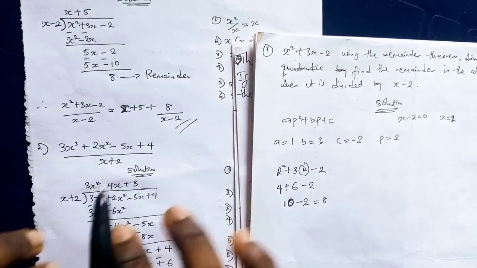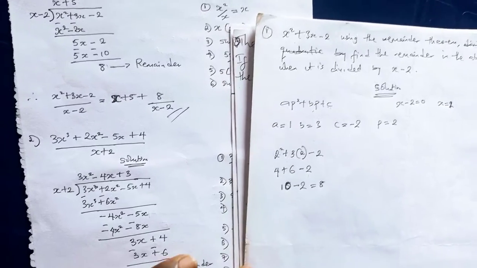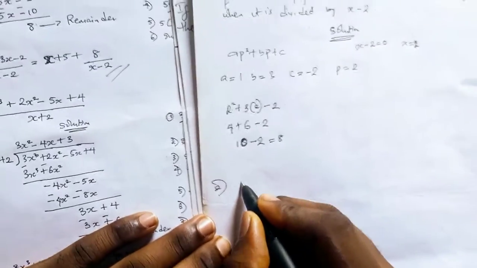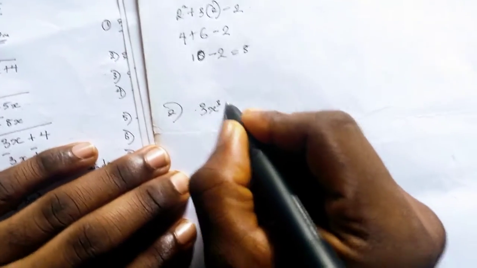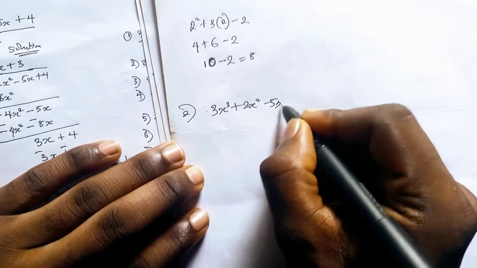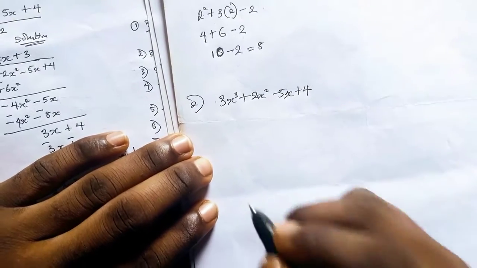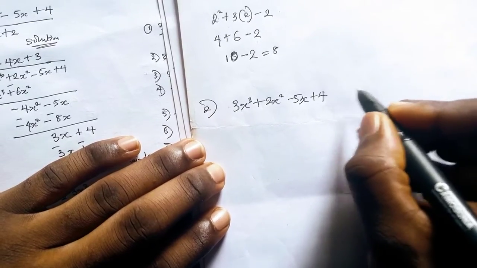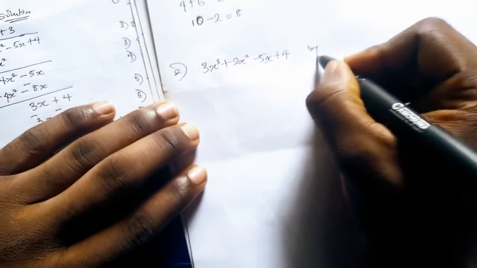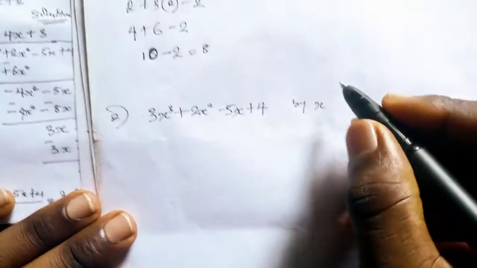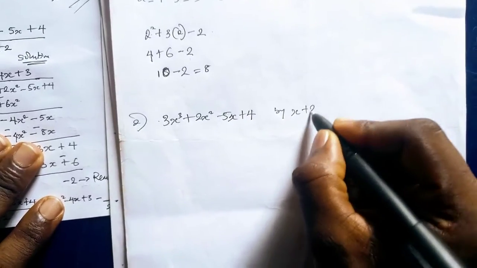Now, what about the cubic? For the cubic, number 2, we have a cubic 3x cubed plus 2x squared minus 5x plus 4. And we are asked to look for the remainder when it is divided by x plus 2.